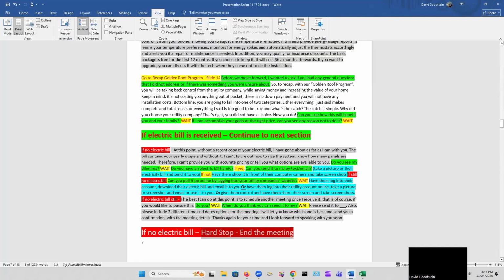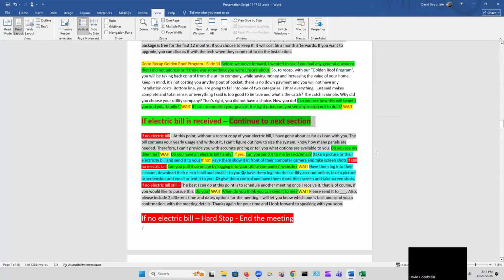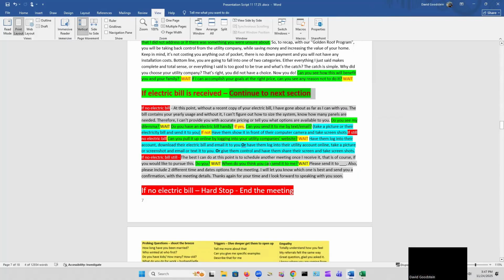Now, if the customer already provided you the electric bill, as I said, highlighted in green is go. It says go and continue to the next section. If no bill is received, it's giving you a series of instructions to get it. We're giving them every opportunity in the world to get you the bill. So if they don't send it while you're speaking with them, you have to do a hard stop and explain the reason why and schedule another meeting once the bill is received in order to finish the presentation.